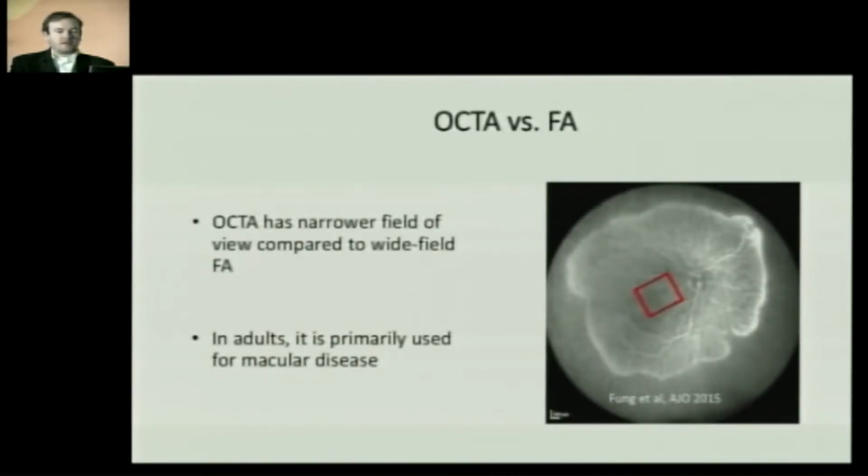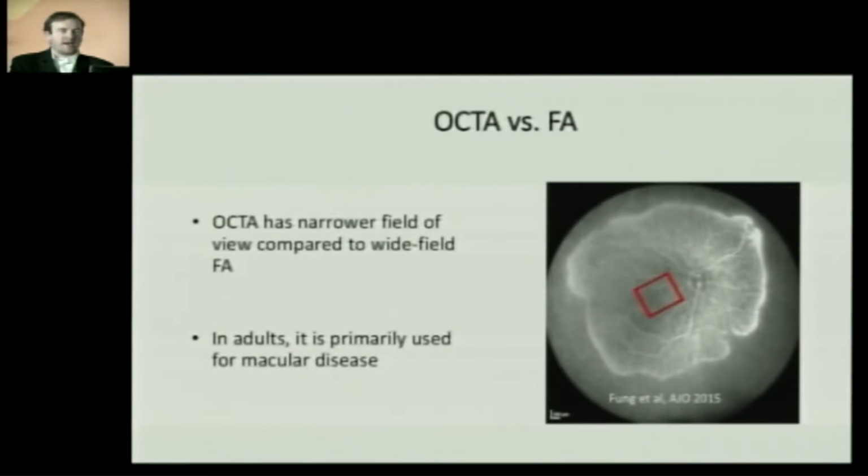So as I mentioned, OCTA has a narrower field of view compared to wide-field fluorescein angiography. So in adult practice, it's come to be used primarily for the diagnosis of macular disease. For obvious reasons, it doesn't replace fluorescein for the evaluation of the peripheral retina. This is an image of a baby with ROP that was imaged by holding the baby up to the device. And you can see how wide-field angiography shows you more information than what would be obtained by holding the baby up to a typical OCT angiography device, as illustrated by the red square.